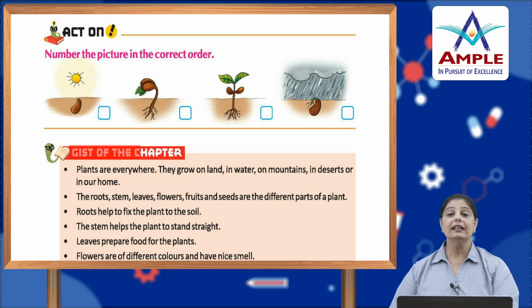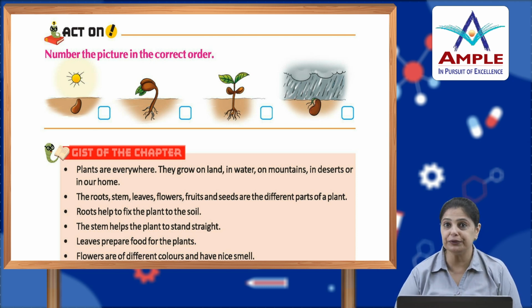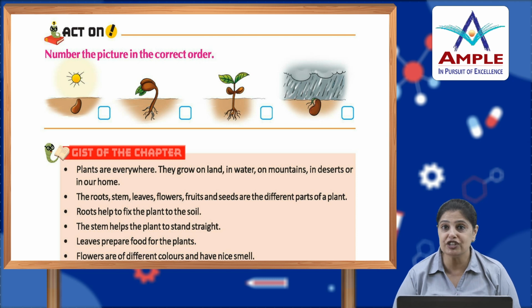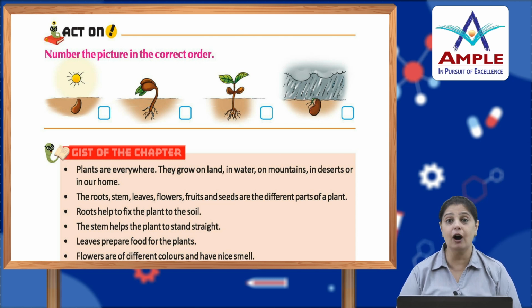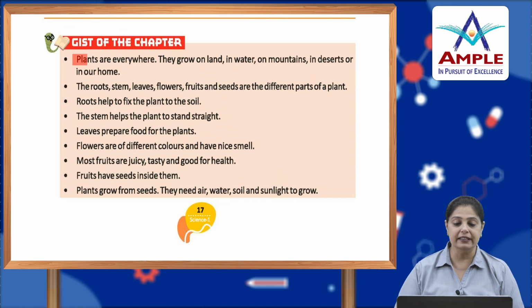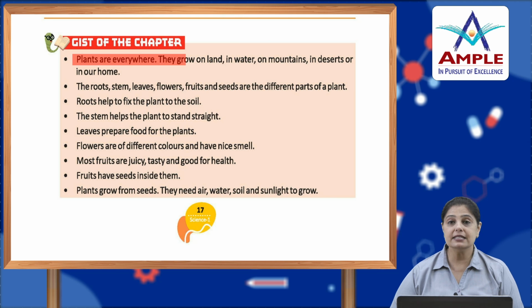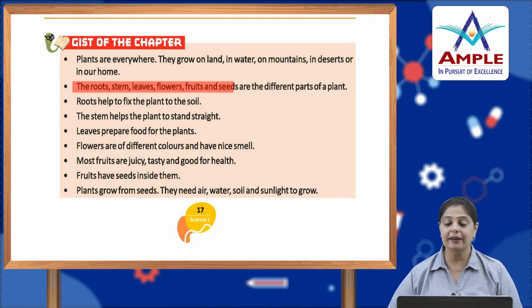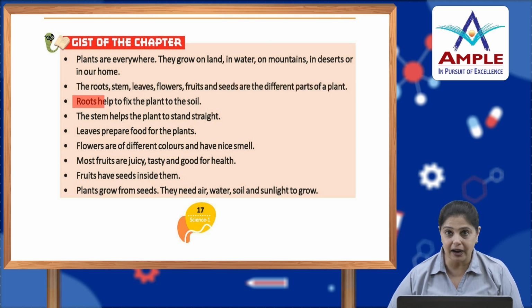All right. Now, let's go through the gist of this chapter and see how much you followed it. I hope children you followed this chapter very well about the plants, and now when you look at the plants around you, you're going to look at the different parts of it, how they grow. Fine. Now, let's start. Plants are everywhere. They grow on land, in water, on mountains, in deserts, or in our home. The roots, stem, leaves, flowers, fruits and seeds are the different parts of a plant.